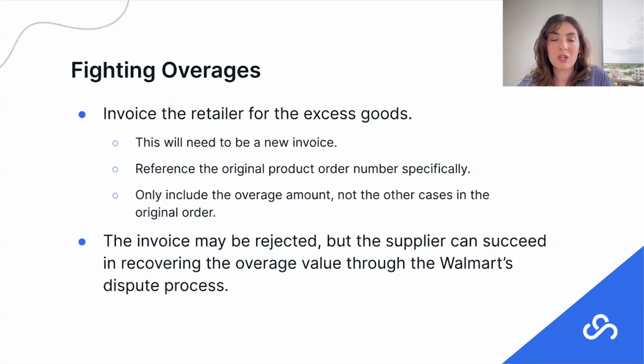You'll just want to make sure that if you are invoicing the retailer for excessive goods, you're not double dipping, because that's going to come back. So let's say you billed, you got your money paid back, there was still an overage fine, you disputed that, you got your money back.